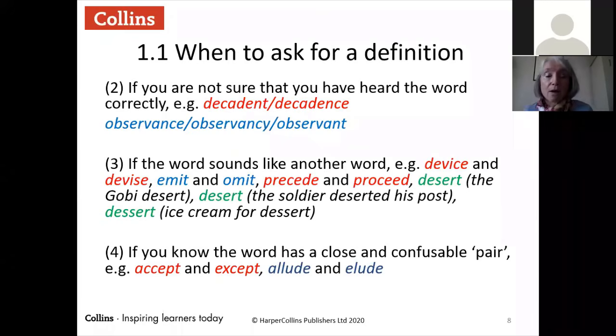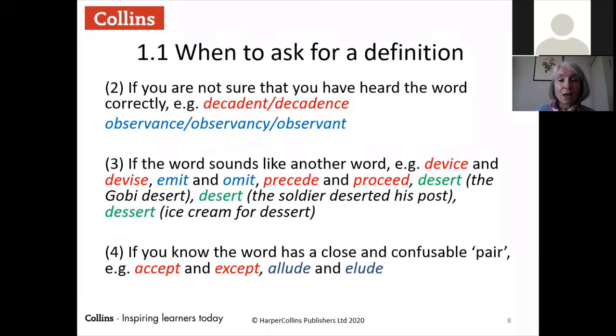The next reason to ask for a definition is if the word sounds like another word and could be confused. So think about device and devise. The only difference in sound there is the z. Emit and omit, precede, proceed, and desert, desert, desert. If a word sounds close to another word, ask for the definition to make sure you spell the correct one.